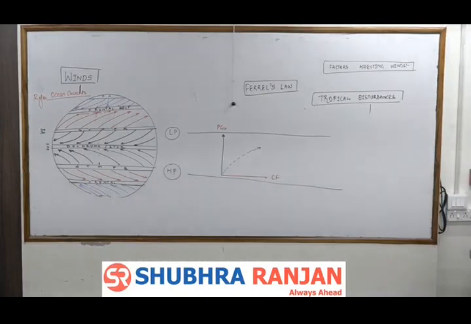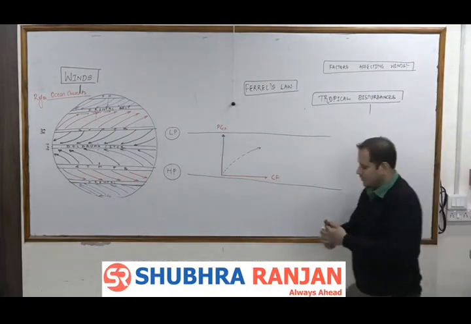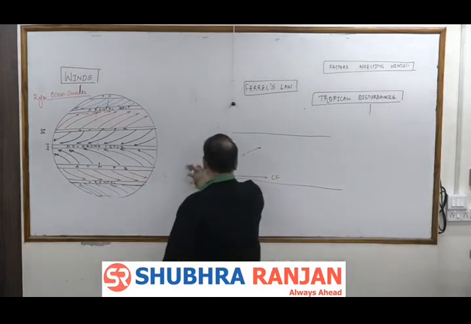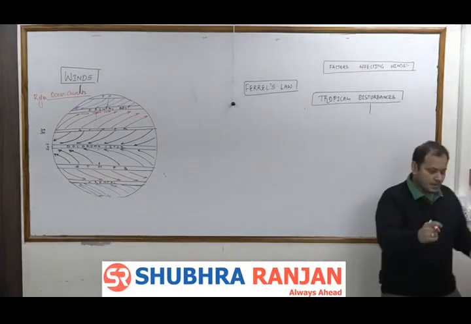So first sub point, as the frictional force is less over the water bodies, the speed of wind is greater over the large water bodies. Point number 2.